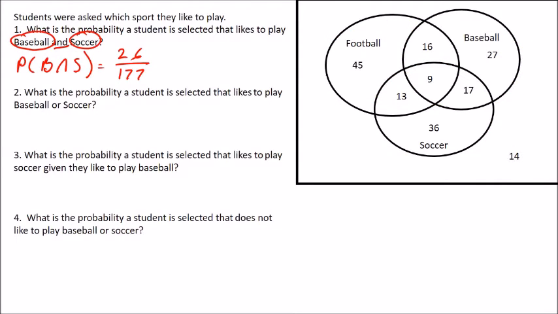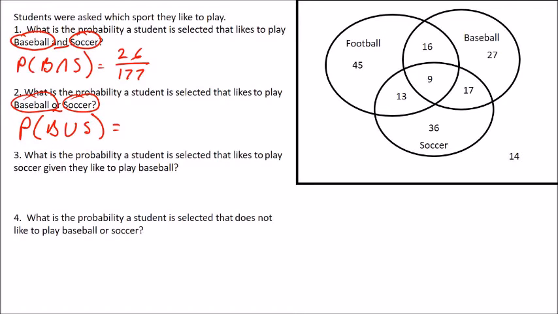Number two, what is the probability a student is selected that likes to play baseball or soccer? So now I'm looking at the probability of baseball or soccer. Okay? The difference here is now we're looking at an or versus an and. Whereas an and is extremely restrictive, an or is unrestricted. That means for the or, they can be in baseball, they can be in soccer, or they can be in both of them. It doesn't matter. As long as they're in at least one of them, they're a part of that union.